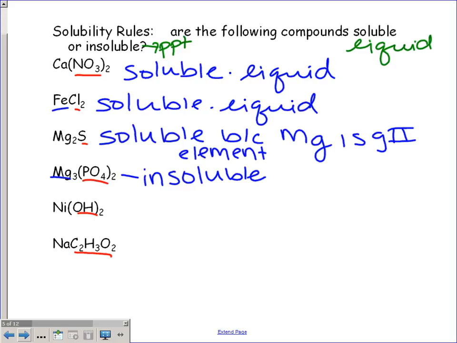Next is nickel hydroxide. Hydroxides are going to be listed in the second bullet under insoluble. All hydroxides except group 1, strontium, barium, and ammonium are insoluble. Well, nickel is not listed as an exception, so nickel hydroxide would be insoluble. Both of these insolubles form a precipitate or a solid.